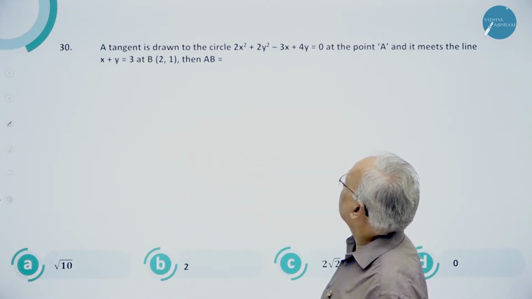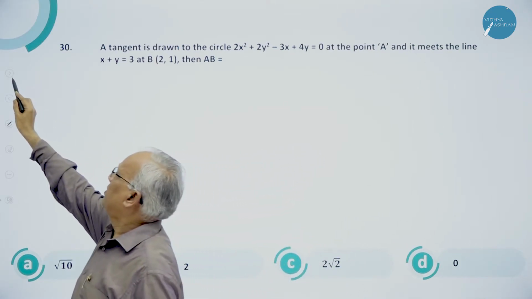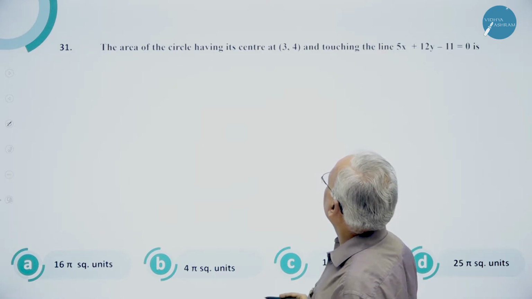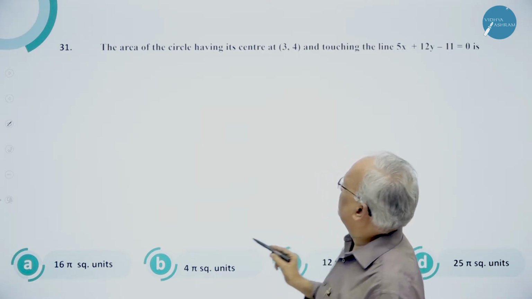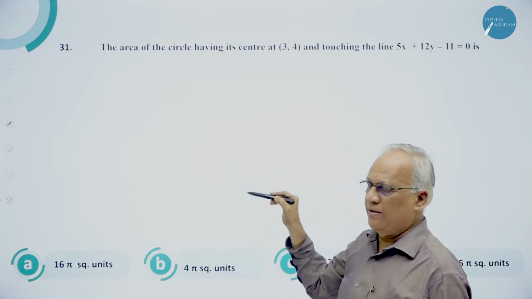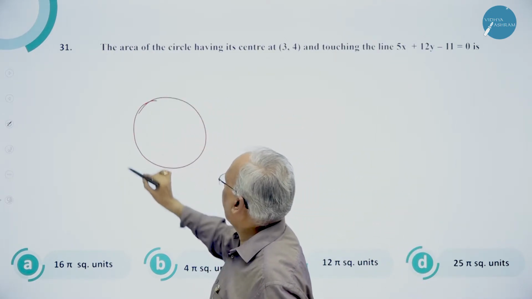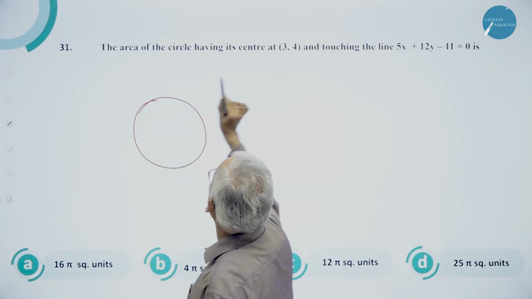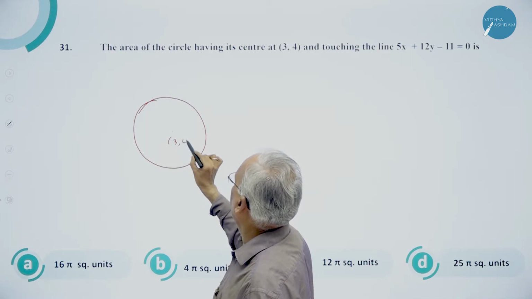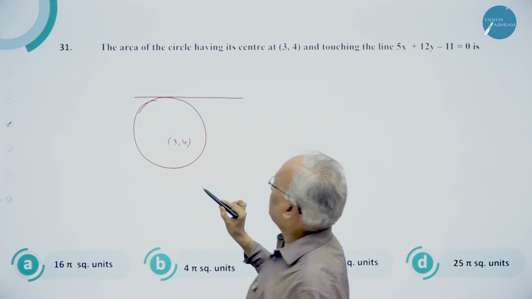A tangent drawn to the circle. You don't have the equation of tangent to the circle in the new syllabus. 31. The area of the circle having its center at (3, 4) and touching the line. But it is within the idea of the new syllabus, a basic idea: distance between a point and a line. What is the center? (3, 4). And it touches the line, you know this line is a tangent to the circle.